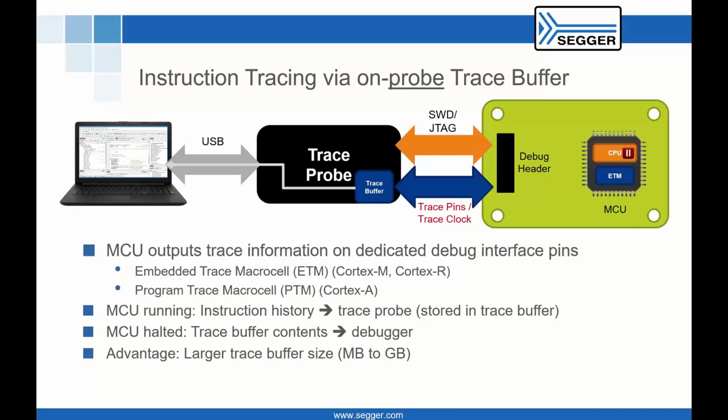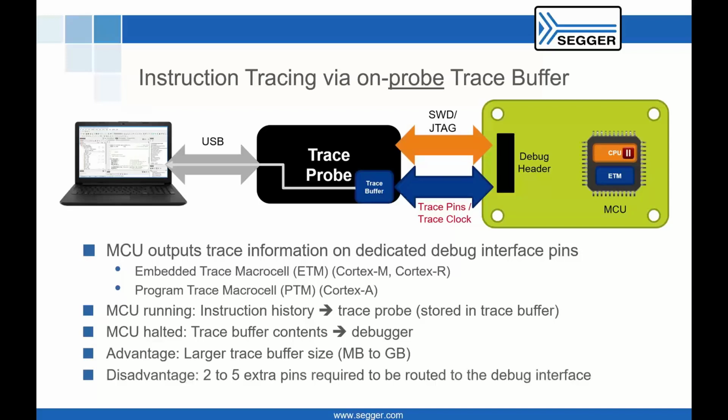Obviously on the trace probe, we can have a larger buffer size. We can have megabytes or even gigabytes of storage there, compared to the kilobytes that we have on the MCU. The disadvantage is obviously that you need some additional pins that need to be part of the debug interface, a minimum of 2 and a maximum of 5 extra pins. But usually the extra visibility is worth having to route those extra pins.